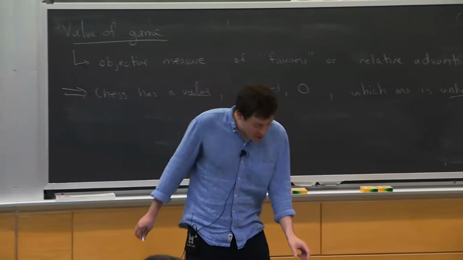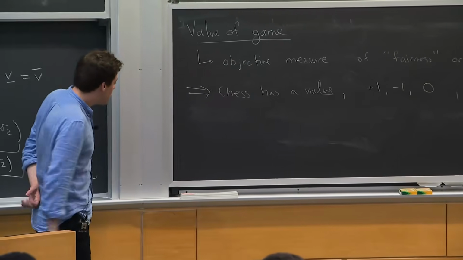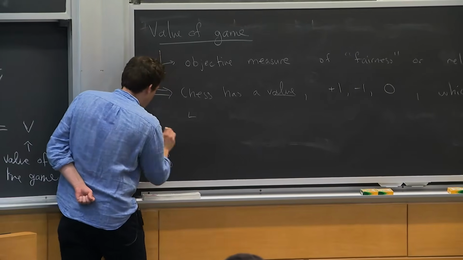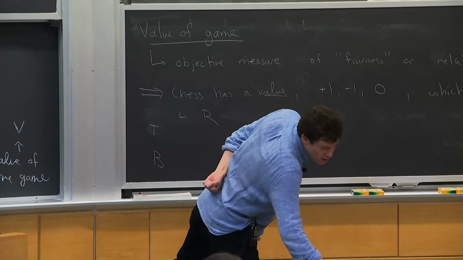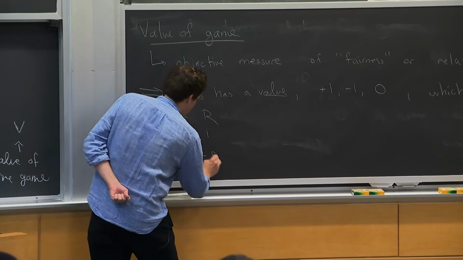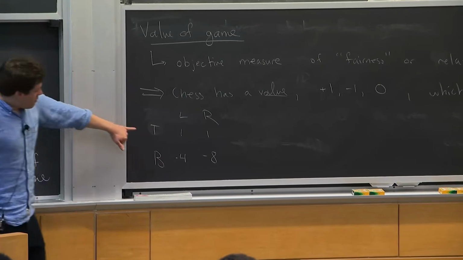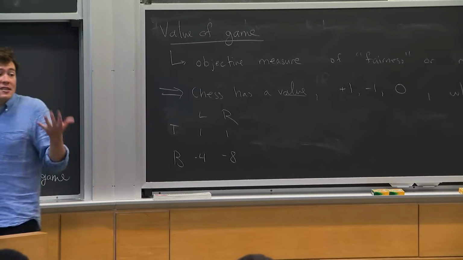Let's go through a few examples of games to try to understand this concept of a value. So let's start with a game: top, bottom, left, right, with payoffs 1, 1, -4, -8. Player 1 chooses top or bottom. Player 2 chooses left or right. And the question is, what is the value in this game?